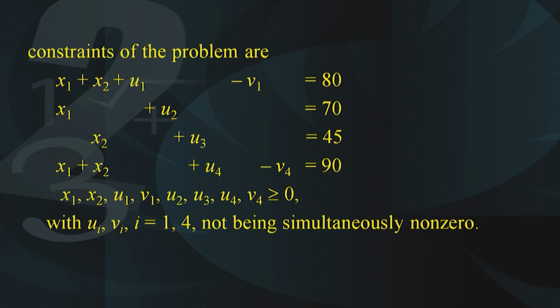Therefore, the constraints of the problem look like this: x1 plus x2 plus u1 minus v1 is equal to 80, x1 plus u2 is equal to 70, x2 plus u3 is equal to 45. Then the fourth constraint is x1 plus x2 plus u4 minus v4 is equal to 90, and all the variables x1, x2, u1, v1, u2, v2, u4, v4 should be greater than or equal to 0, such that ui and vi for i equal to 1 to 4 should not be 0 simultaneously.